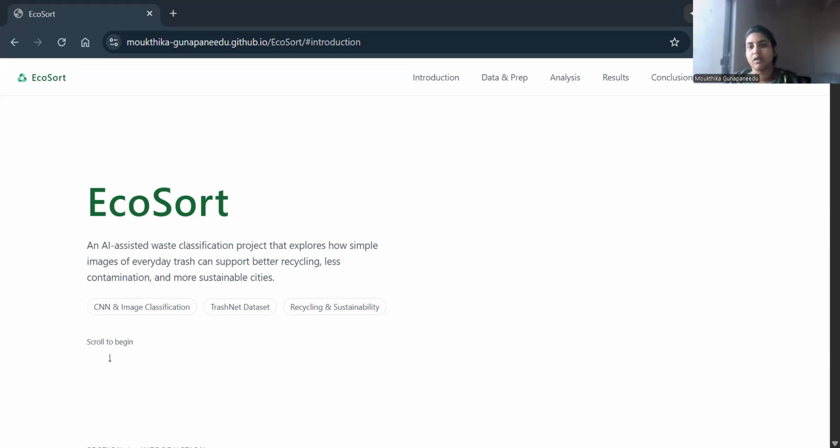So, the core question behind EcoSort is, can images help us understand why sorting is confusing? And can that understanding eventually support clearer and more confident decisions?